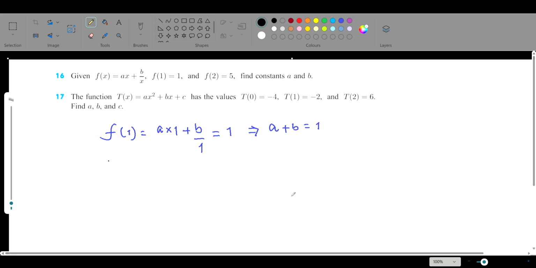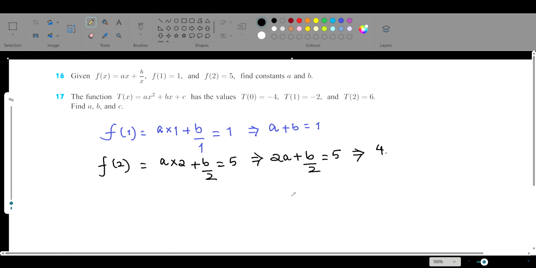On the other hand, we have f(2). So 2 times a plus b upon 2, the value is 5. So it's 2a plus b by 2 is equal to 5. 2 times 2, 4, plus b, over 2 is equal to 5. So what is the equation I'm getting? 4a plus b, cross multiply, 5 times 2, 10. This is equation number 2. This is equation number 1.